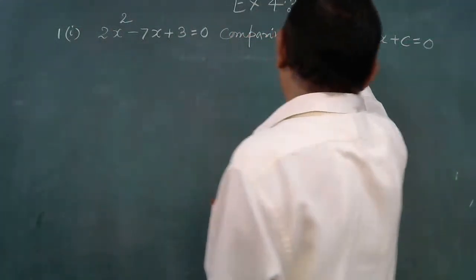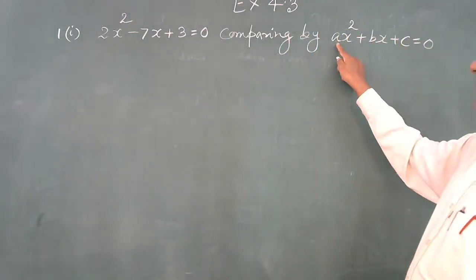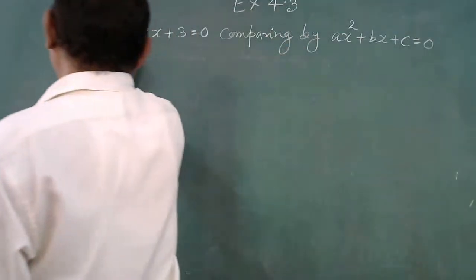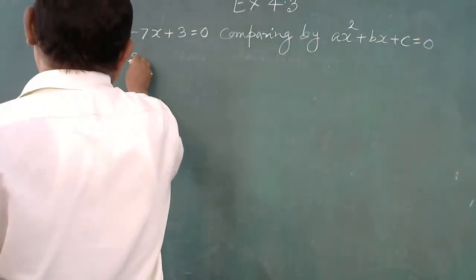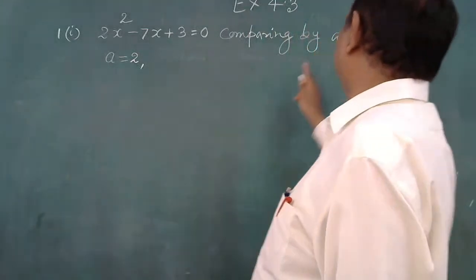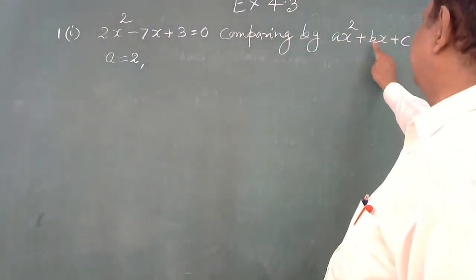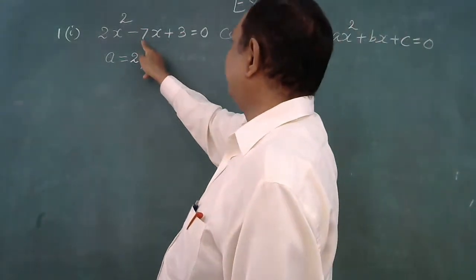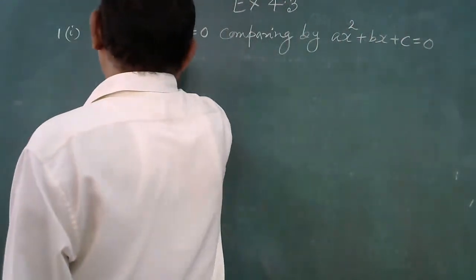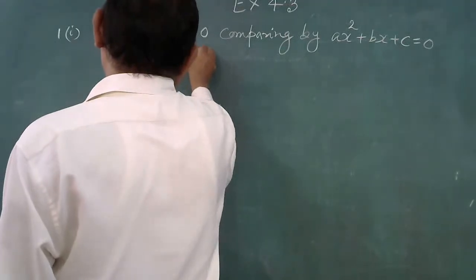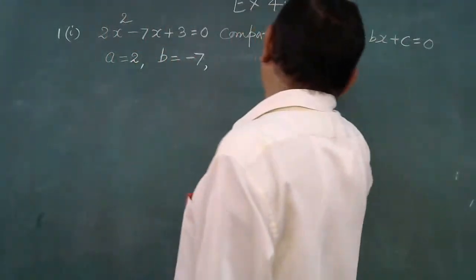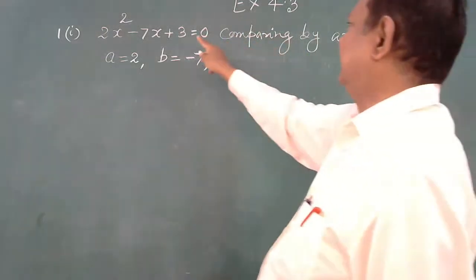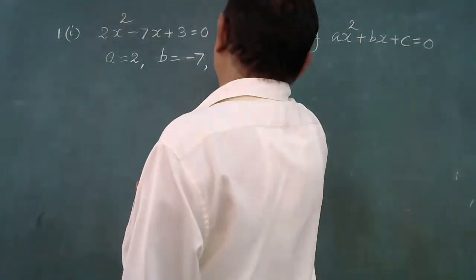The coefficient of x square is a. So the coefficient of x square is 2, so a is equal to 2. Right? The coefficient of x is b. Here the coefficient of x is minus 7, so b is equal to minus 7. And the constant term is c. The value of c is 3.